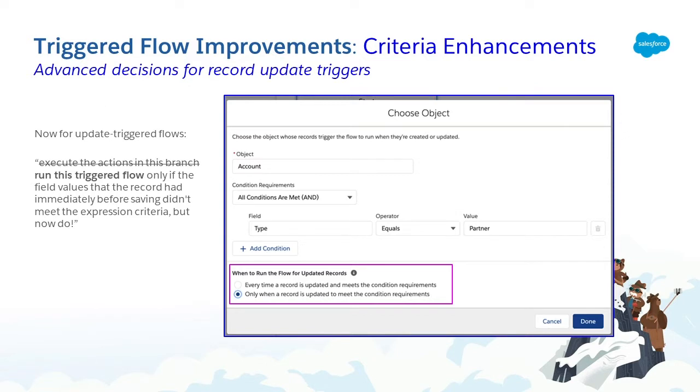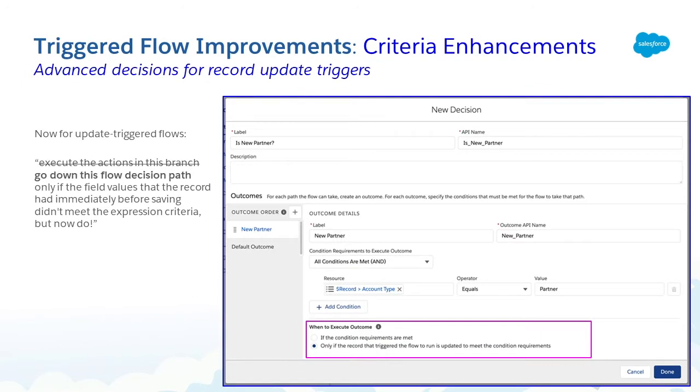This functionality can now be used as part of the entry criteria for a triggered flow. That is, you can say, only start this flow at all if the field values that the record had immediately before saving didn't meet the filter criteria, but now do. And it can also be used inside a triggered flow's decision elements. That is, you can say, only go down this decision path if the field values that the record had immediately before saving didn't meet the expression criteria, but now do. Our goal here is to give you a lot of flexibility in how you design your processes so that you can choose the right architecture for your situation.